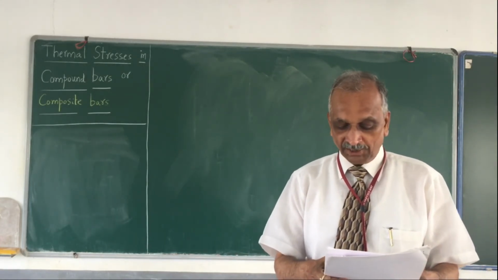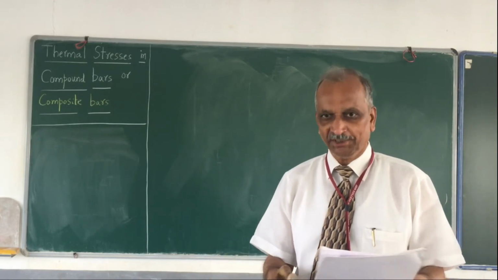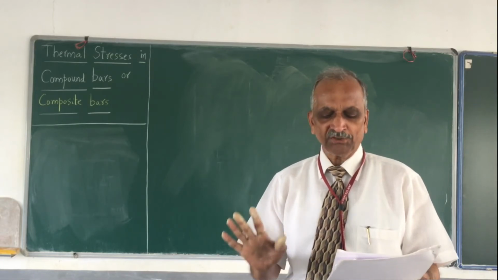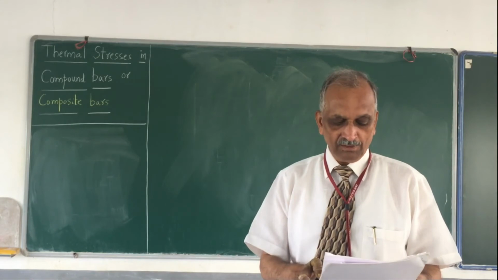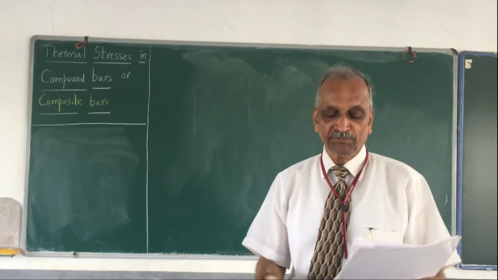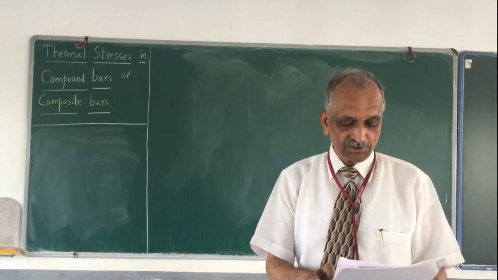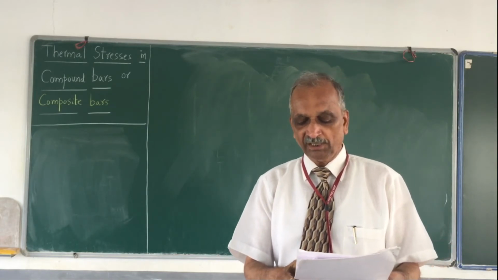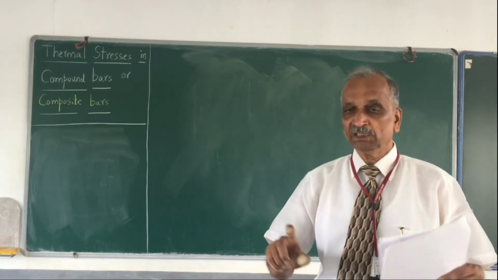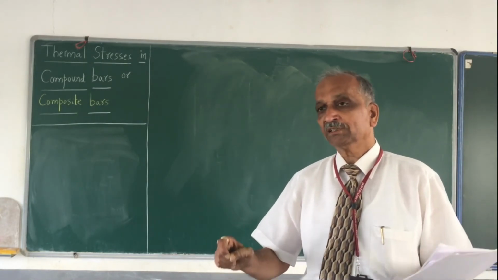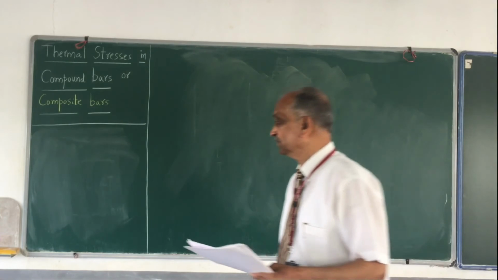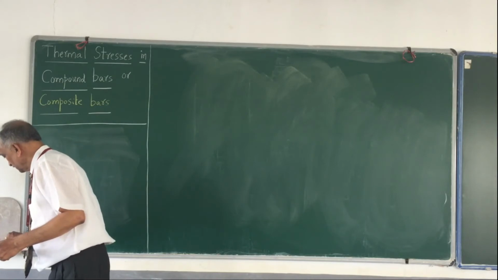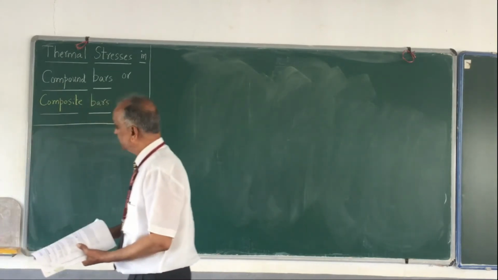The bar and the tube are fastened, means joined, at the ends and are 1.5 meters long. The whole unit is 1.5 meters long. Find the stresses in the two materials when the temperature rises from 30 degrees centigrade to 80 degrees centigrade. That means this 1.5 meter is at 30 degrees Celsius. So let me draw now. Quite simple, very similar to the one which I had demonstrated just now.